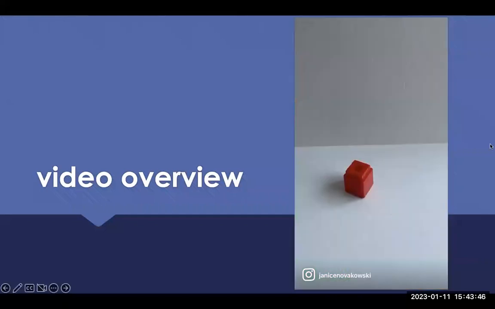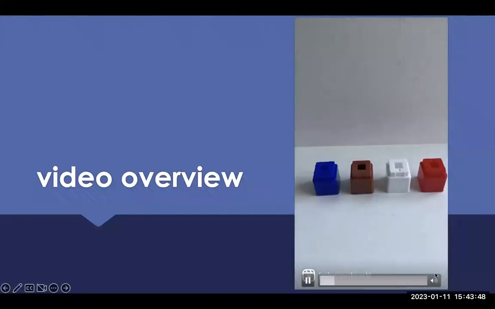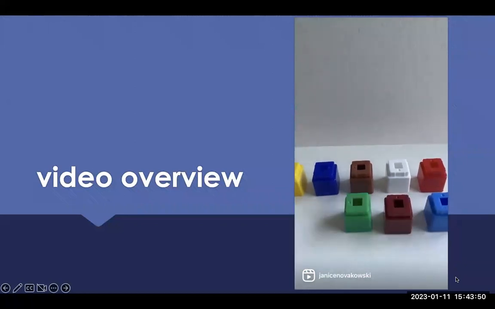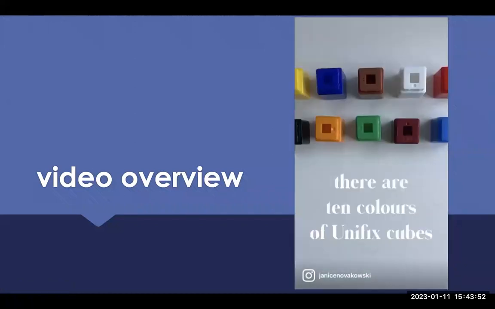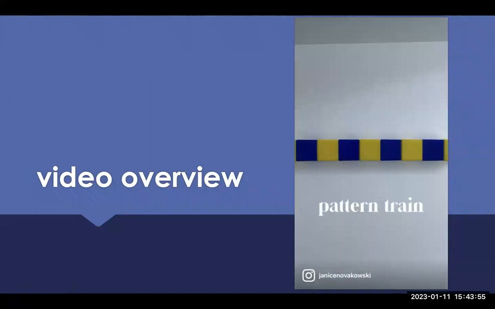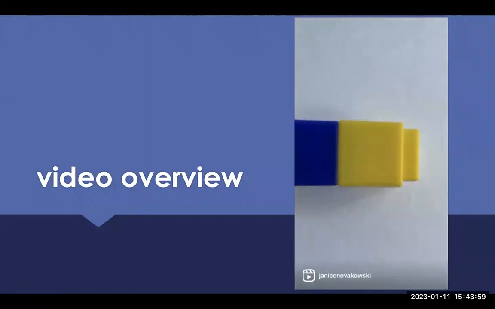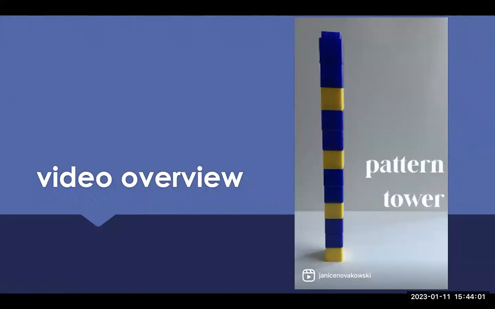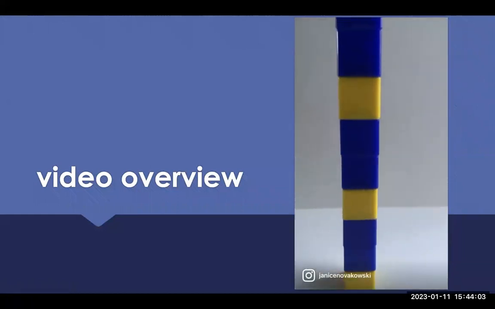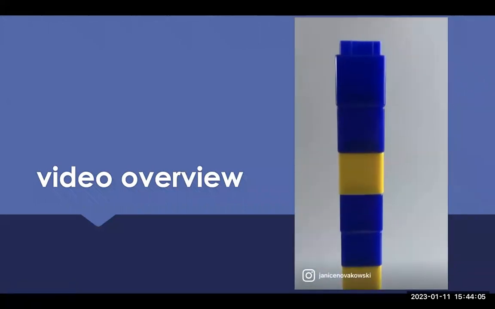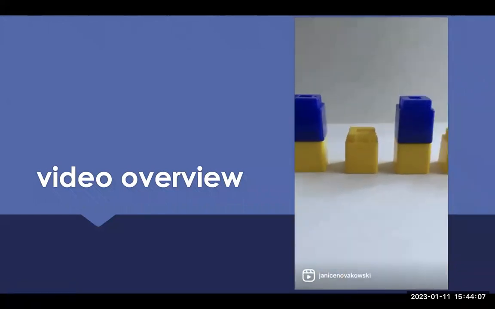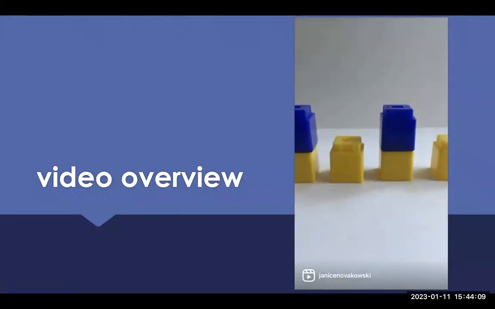It's supposed to be playing. Oh, there we go. I used a stop motion app to create a 10 frame with the 10 different colors of the Unifix cubes. Again, the pattern trains, AB patterns. I usually call them trains and towers going up. So that would be an ABB. And again, students could take a photo and then annotate it with the letters to describe the pattern.